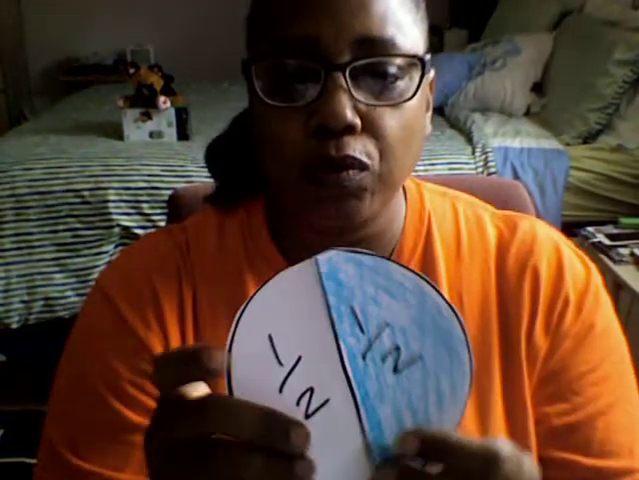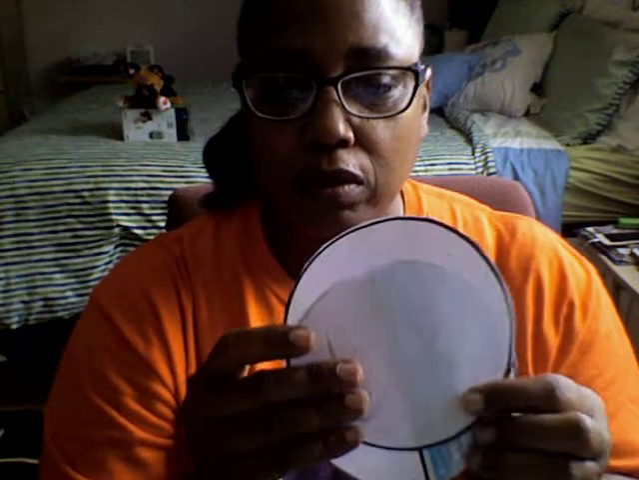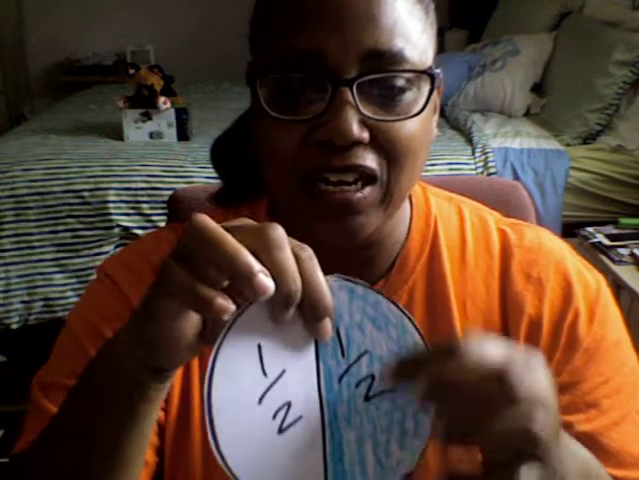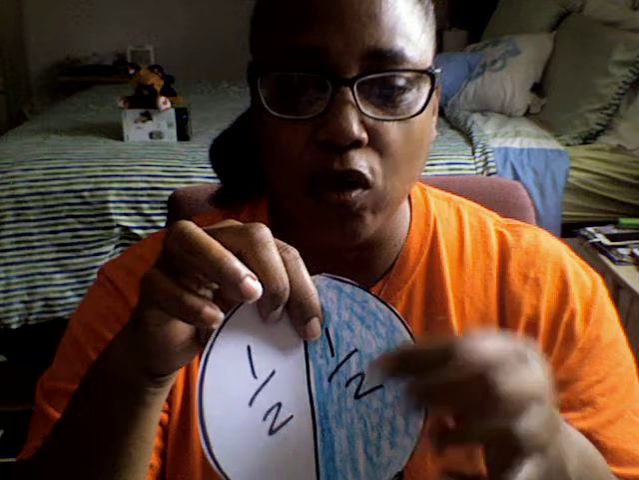So here we go. See how Miss Hurston colored in? Remember, this was our whole. I folded it, and then I showed one half, and I colored in one half. One line two means a half, okay? So that's what you're going to do for me.